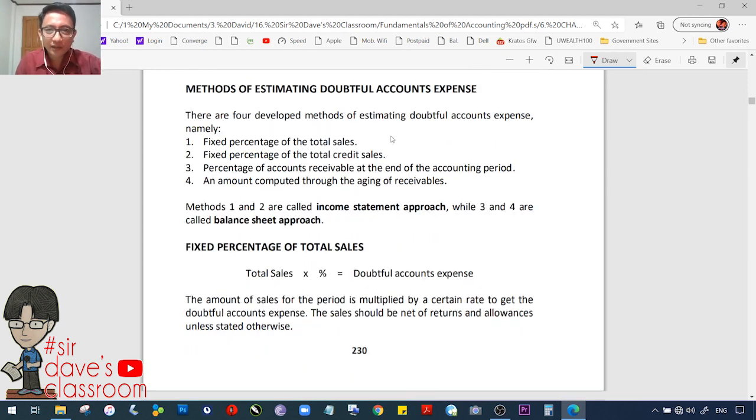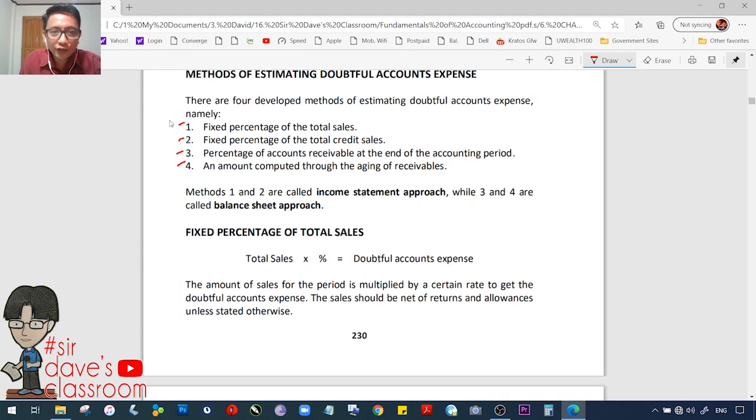Methods of estimating doubtful accounts expense. There are 4 developed methods of estimating doubtful accounts expense, namely: 1. Fixed percentage of total sales. 2. Fixed percentage of total credit sales. 3. Percentage of accounts receivable at the end of the accounting period. 4. An amount computed through the aging of receivables. Methods 1 and 2 are called the income statement approach, and 3 and 4 are called the balance sheet approach.